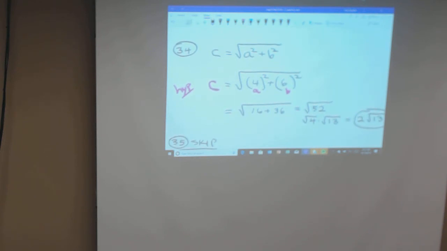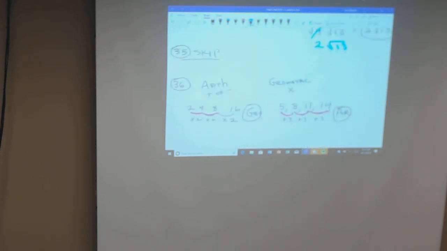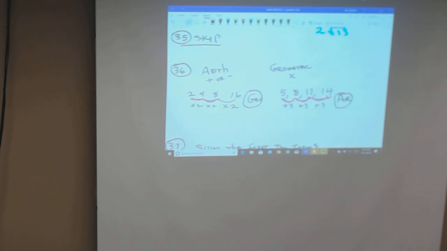Number 34. The length of the hypotenuse of a right triangle is given by, they give you the formula and they say this C is the hypotenuse. So plug the numbers in. If a right triangle's sides measure 4 and 6, you put 4 in here for A, and 6 for B, and then 4 squared is 16, 6 squared is 36, 16 and 36 add up to 52, and that becomes 4 times 13, so that's 2 times the square root of 13 is your answer. Skip 35. It's not on the test.